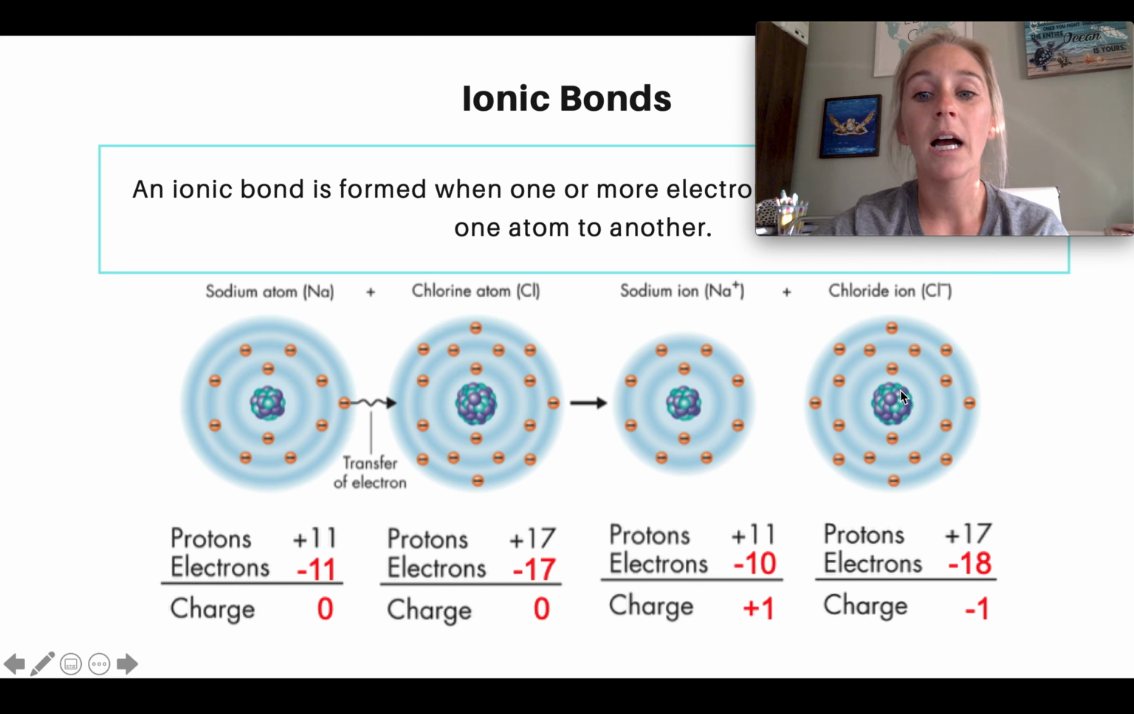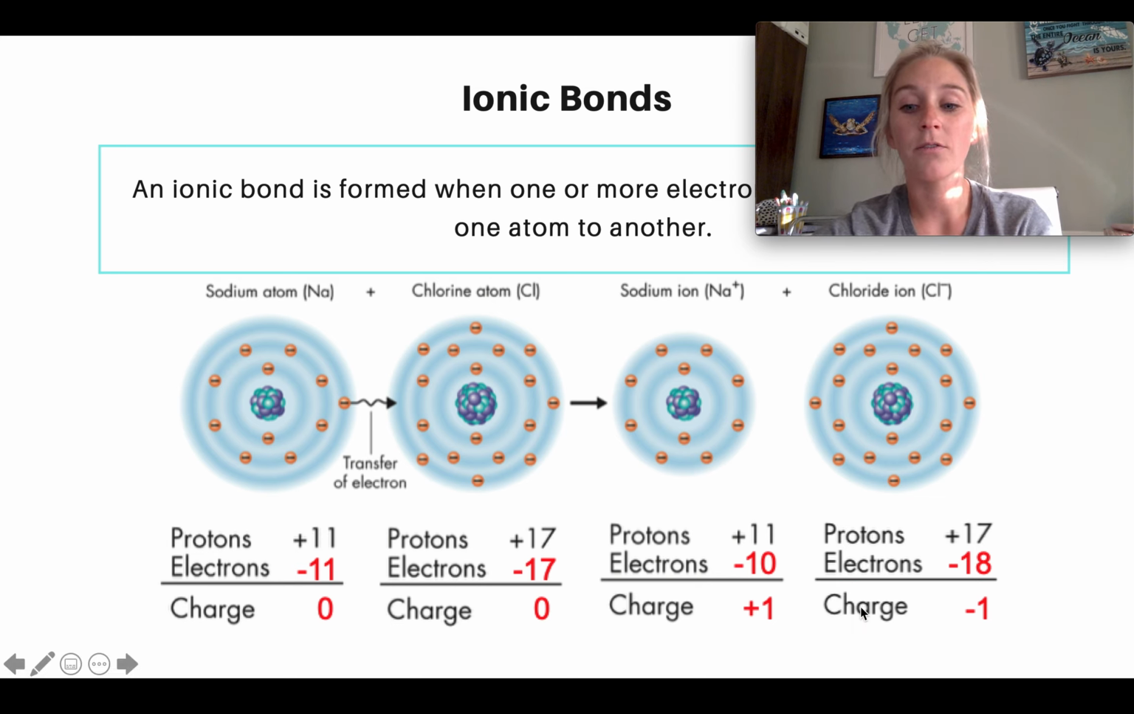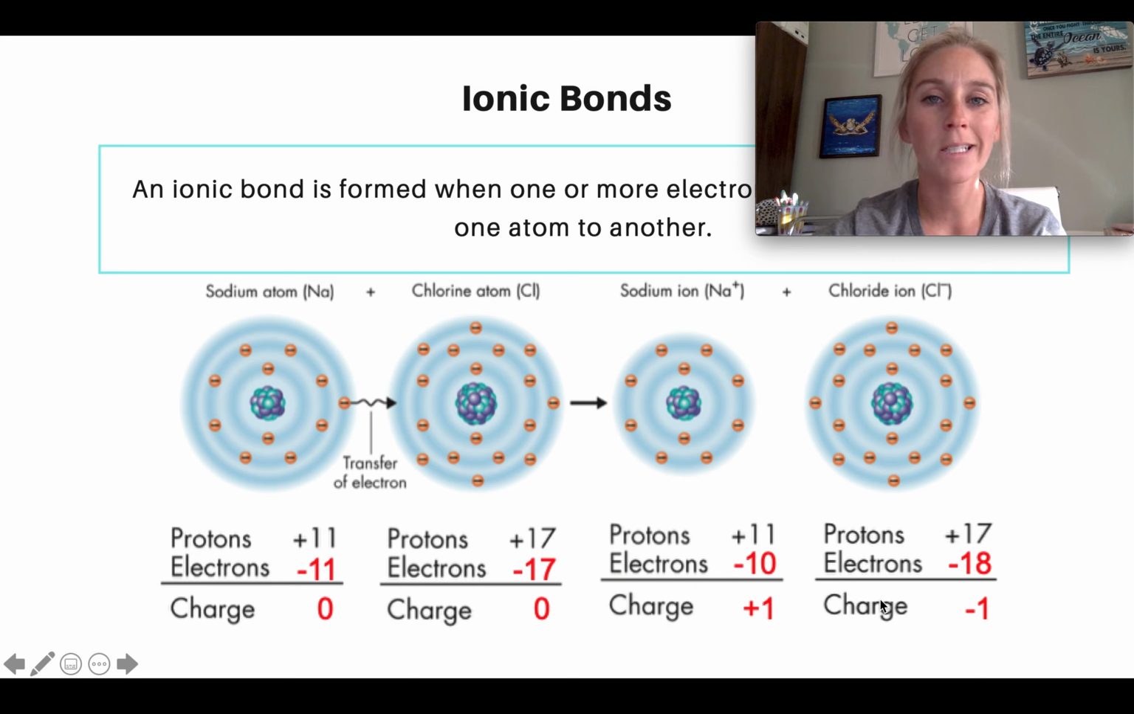And the chloride has gained an electron, that's why its name changed. And now they have different charges. So the sodium has a +1 charge and this one has a -1 charge. Because one electron was transferred to the chloride, it's an ionic bond. And because these negative and positive charges attract to each other, like opposites attract, that also helps create that bond.